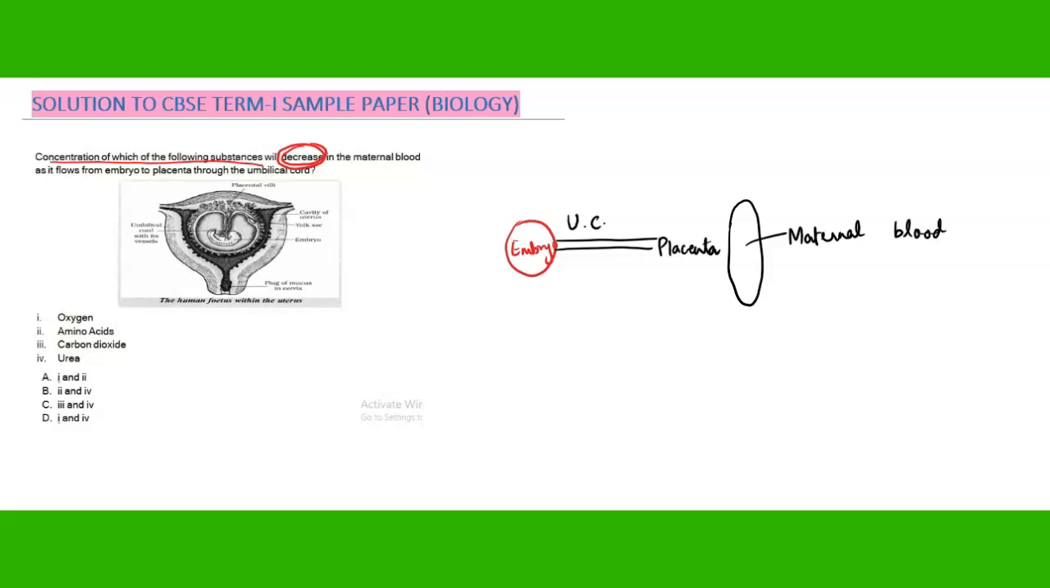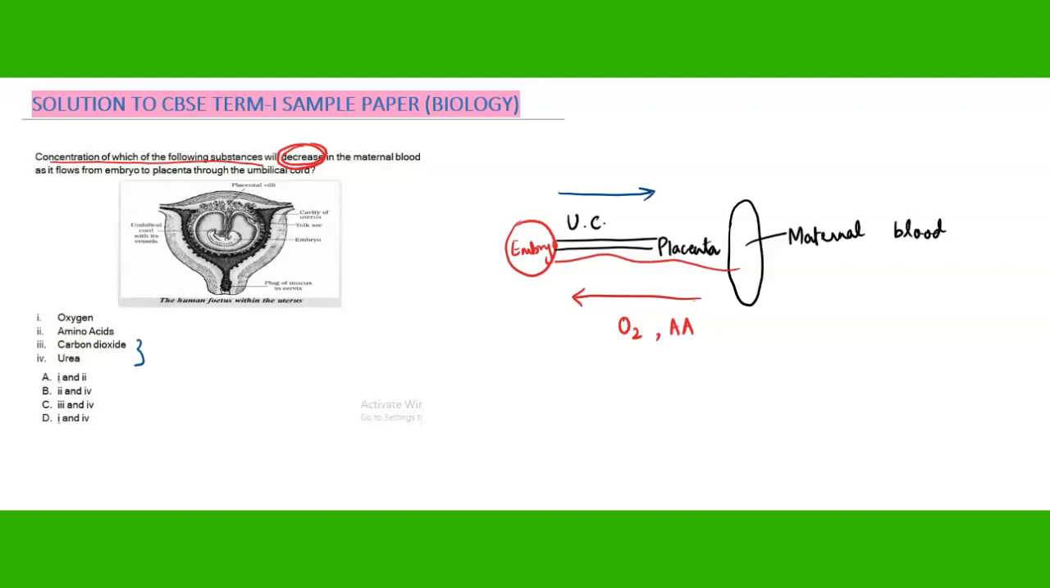Now if the blood is flowing in this direction, from placenta to umbilical cord to embryo, at this time oxygen will be more, amino acids will be more, because it is taking the nutrients from maternal blood to placenta to umbilical cord to embryo. Now in the question they are asking which things will decrease. Now let's talk about carbon dioxide and urea also.